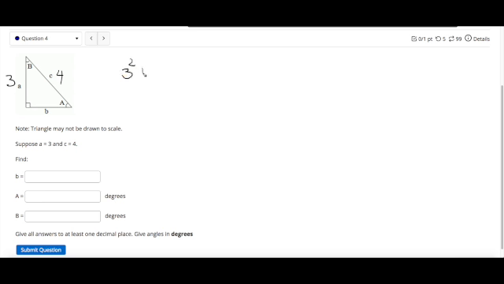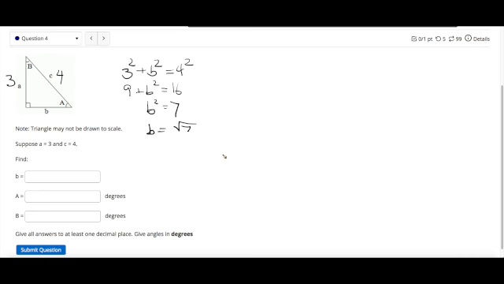3 squared plus B squared is equal to 4 squared. This is 9, this is B squared, this is 16. Take 9 away from 16. 16 minus 6 is 10, 10 minus 3 is 7. So B squared is equal to 7. So B would have to be equal to the square root of 7.